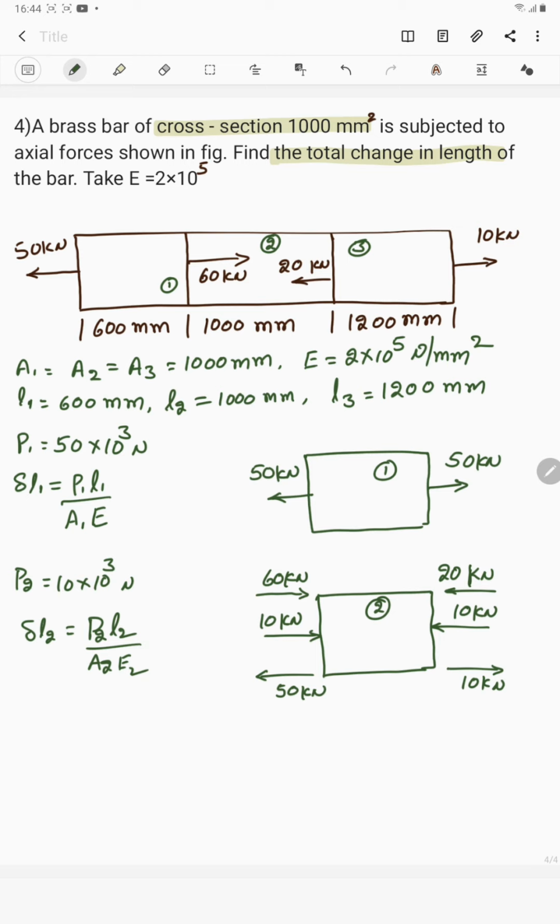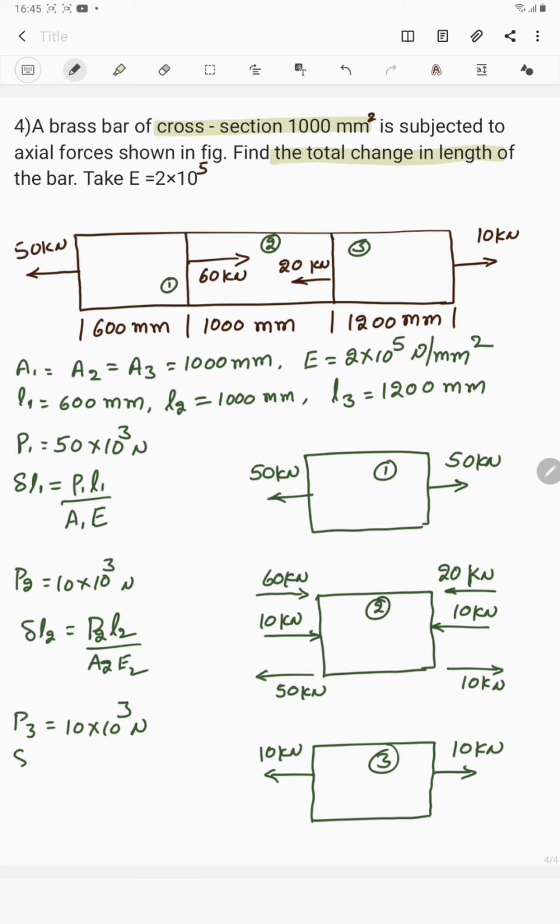Similarly, look at section 3. This is section 3. The load which is acting in the right end is P3, that is 10 kilonewtons. The same load should be acting on the other end, 10 kilonewtons. The P3 equal to 10 into 10 power 3 newtons. Then delta L3 equal to P3 L3 by A3 E3.